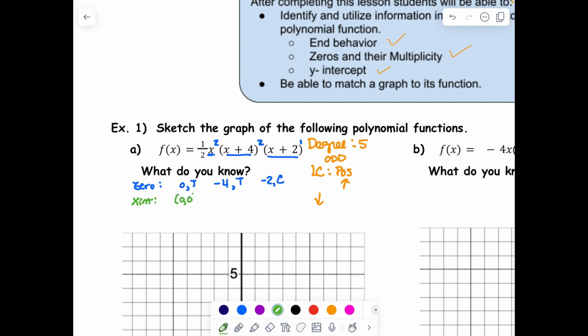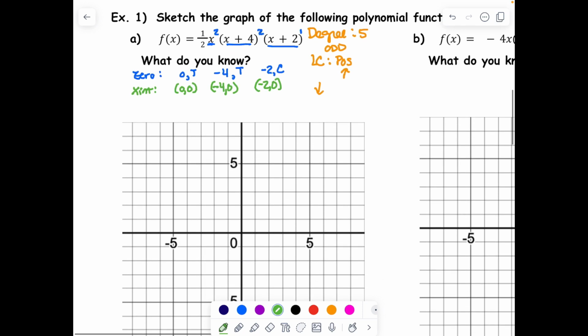All right, so let's build our x-intercepts. (0, 0) is our x-intercept here, (-4, 0) is our x-intercept here, and (-2, 0) is our x-intercept here. So we know we're going to go through (0, 0), (-4, 0), and (-2, 0). We know that this one crosses, and these two touch.